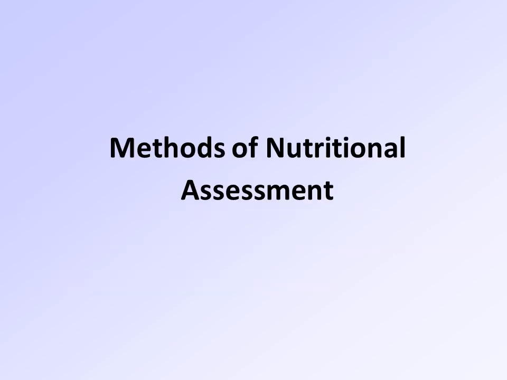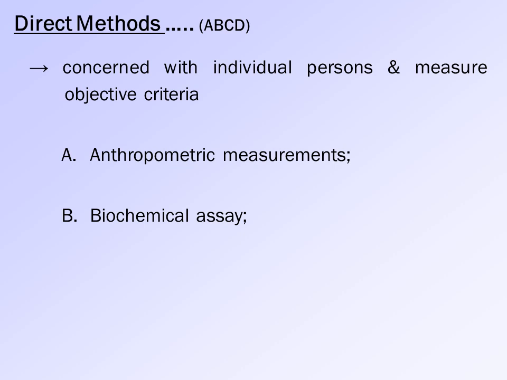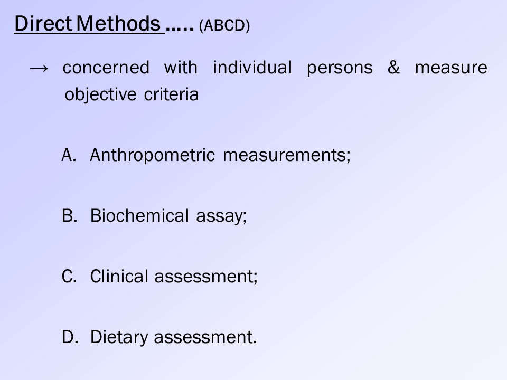What are the methods of nutritional assessment? There are two main types of methods. First is the direct method, and this method concerns the individual person and measures objective criteria, and it includes A, anthropometric measurements, B, biochemical assay, C, clinical assessment, and D, dietary assessment.